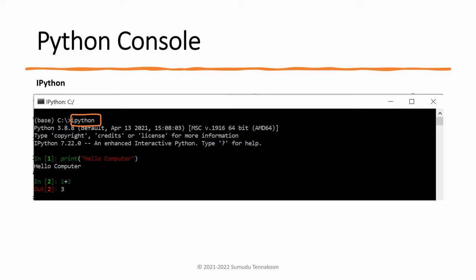In Anaconda Python console, you can type IPython in the command prompt. It will start interactive Python environment or IPython environment. In IPython environment, you can type Python commands and Python statements and also execute Python scripts. We will explore this in a demonstration.